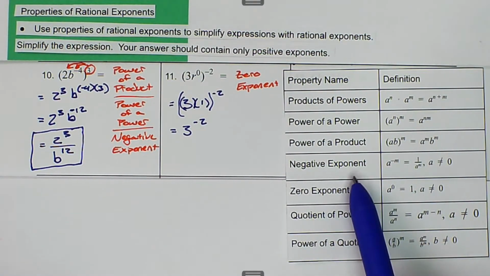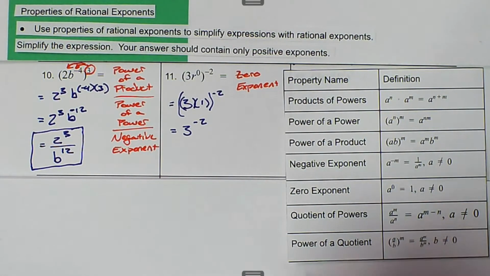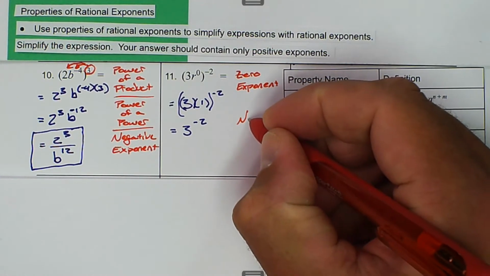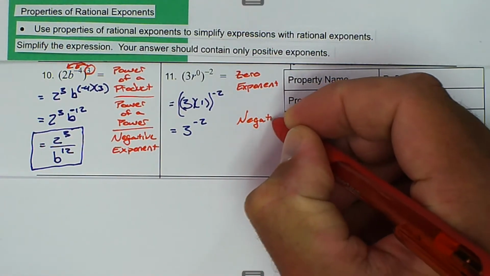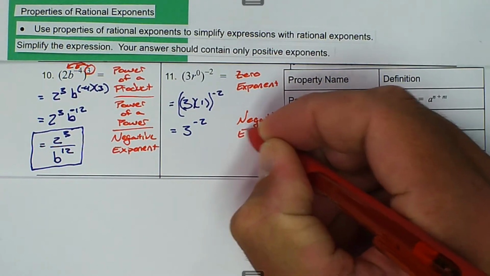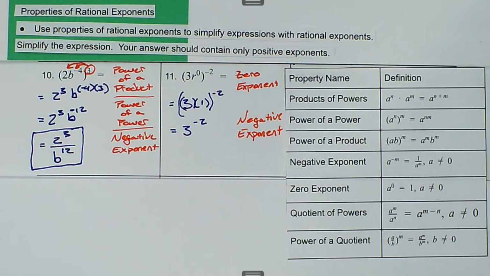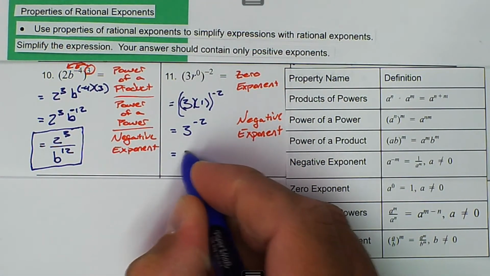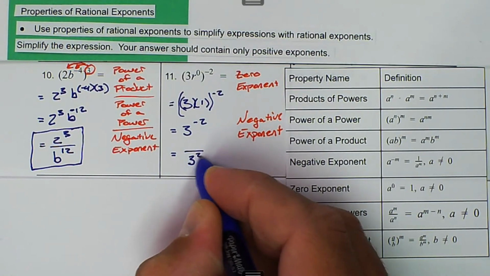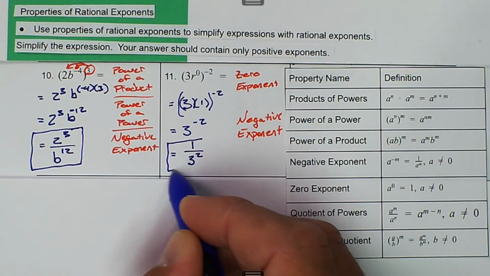And now I can use the negative exponent because we have a negative exponent. And when we use the negative exponent, we just move it to the denominator and make the exponent positive. So we have 3 to the negative 2. So we're going to move that to the denominator, make it a positive 2, and then we just leave the 1 in the numerator.